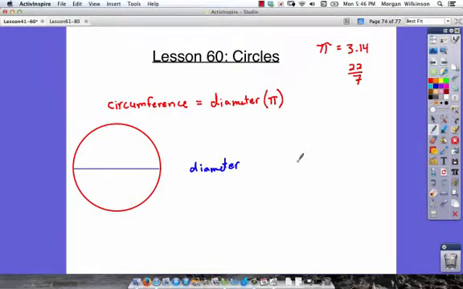If you've got colored pencils, use them for this lesson. It will help you remember what these are. If you don't have colored pencils, you could say diameter, and you could draw an arrow to the picture you have here.